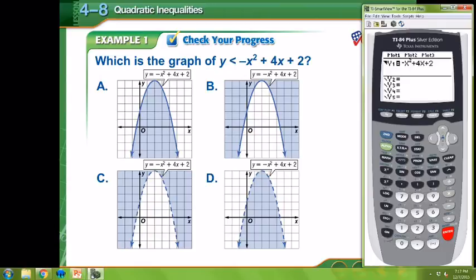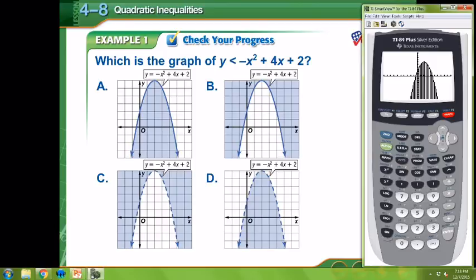The second time will give me a shaded above option, or if I hit one more time, that's going to be shaded below or less than. So since this said y is less than, this is the option that I want. And I'm going to hit graph, and we're going to see what happens when I hit graph. Notice it's shaded below, like our answer choice D.